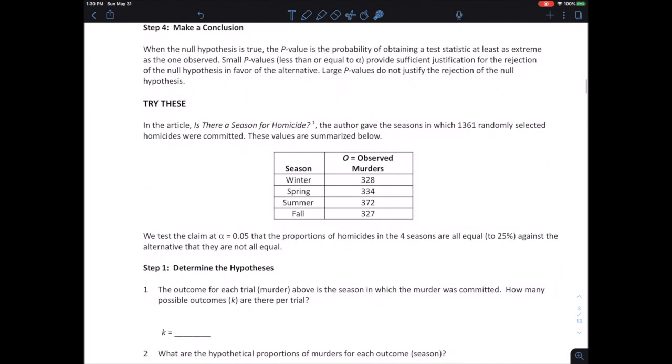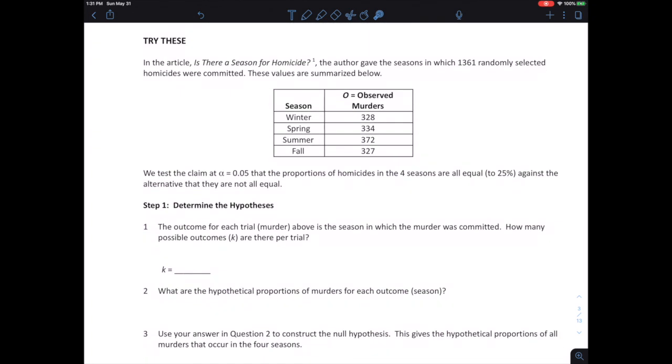Step 4, you make a conclusion. So when the null hypothesis is true, the p-value is the probability of obtaining a test statistic that's at least as extreme as the one observed. Small p-values, less than or equal to alpha, provide sufficient justification for the rejection of the null hypothesis in favor of the alternative. Large p-values do not justify the rejection of the null hypothesis. So that's the same old rule as always.